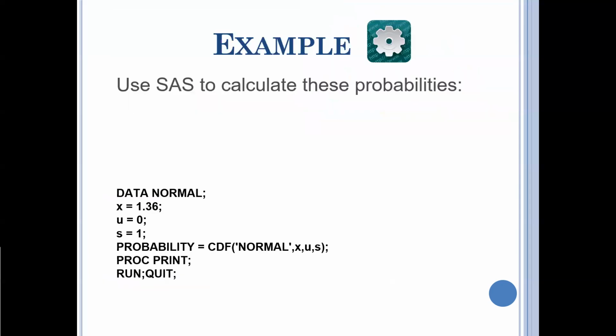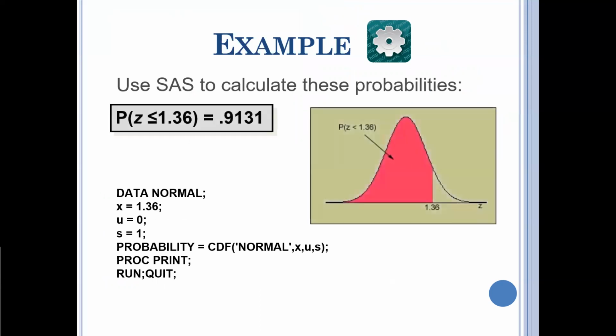So here's a typical example where we can use SAS to calculate some things. For instance, we want to calculate the probability that z is less than or equal to 1.36. So when they're asking for z, then they're asking for a z-score. So that's when we put in our x value of 1.36. Because we're doing z's, we know we're on the standardized normal. So we put in a mean of 0, a standard deviation of 1. Then we run the code, and it's going to spit out 0.91, right?